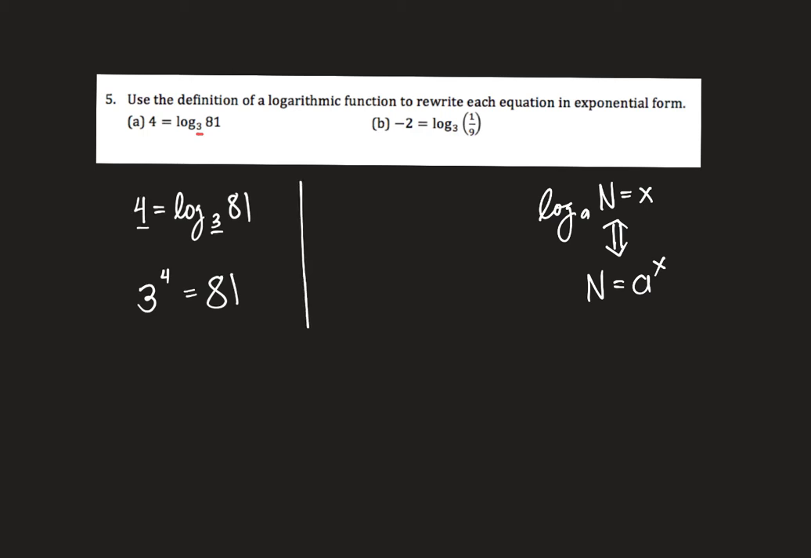For letter B, we have negative 2 is equal to log base 3 of 1 over 9. Our base is still 3 here, but our exponent is now negative 2, which is equal to 1 over 9. And I know this is true because 3 raised to negative 2 is 1 over 3 squared, or 1 over 9. So we're not solving anything, we're just rewriting. We'll move on to solving the next one.